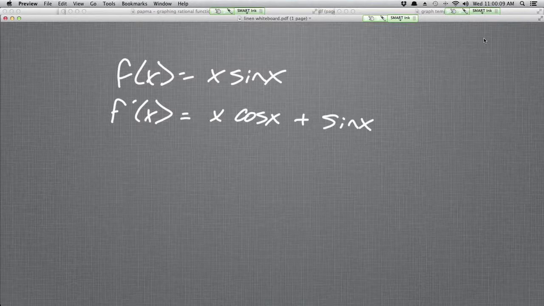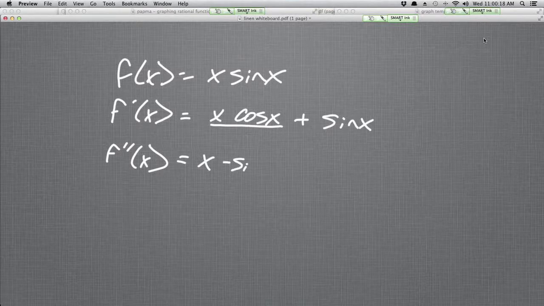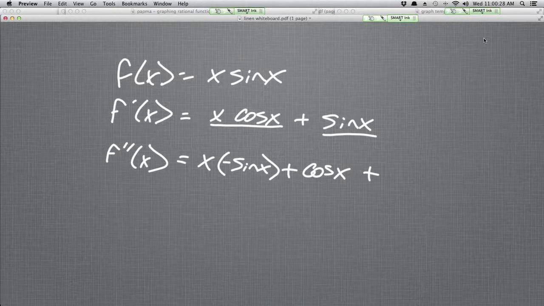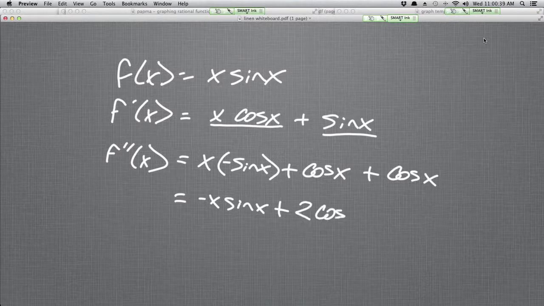Now I want the second derivative. So what's required with these two on the second derivative? Product rule again. So first times the derivative of the second plus the second times the derivative of the first, which again is 1. And then I have to do plus the derivative of sine, which is cosine. Clean it up a little bit. So negative x sine of x plus 2 cosine of x would be my second derivative.